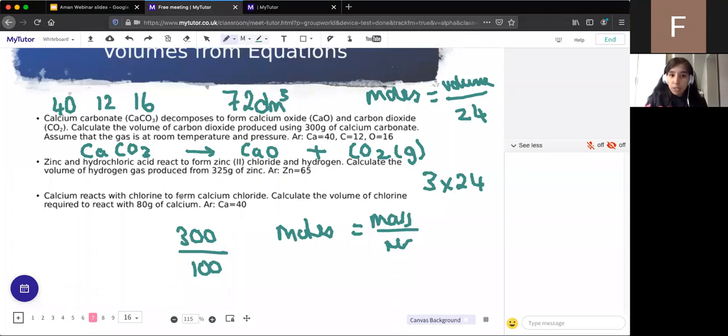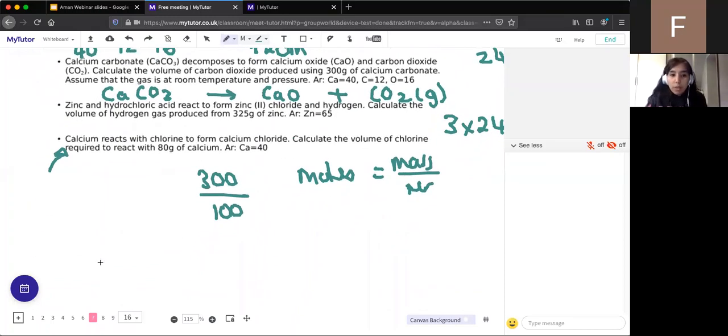We'll do one more of those questions, and then we'll do a few exam questions on all of the topics we've covered. So calcium, let's do this one here. Calcium reacts with chlorine to form calcium chloride. So calcium, let me change my pen color. Okay, calcium reacts with chlorine to form calcium chloride.